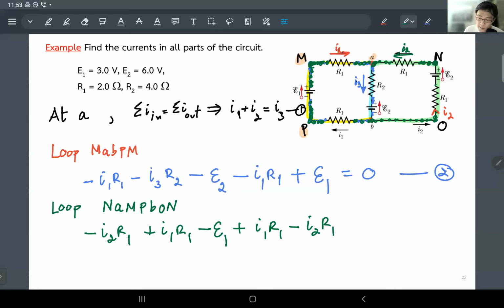I'm just going to keep walking. Now I'm seeing the negative side of the source. So it's going to a positive side, higher potential, positive E2. Now I'm walking back to point N. Complete the loop. The sum of this whole thing must be equal to 0. And that is equation number 3.